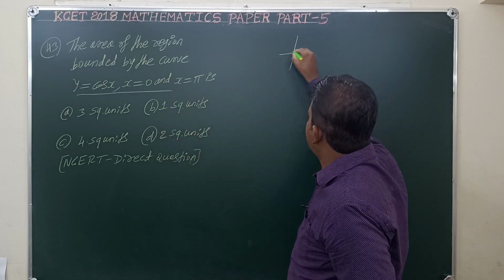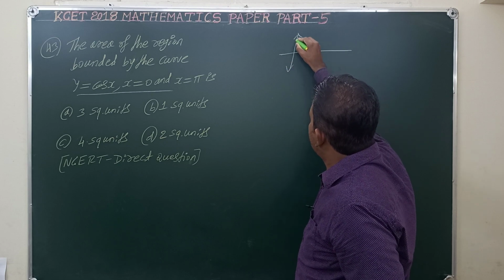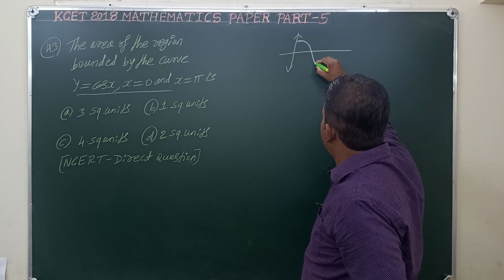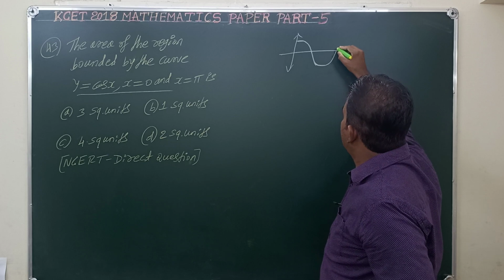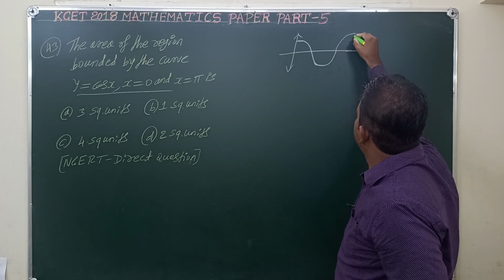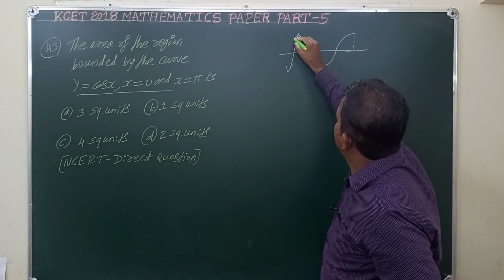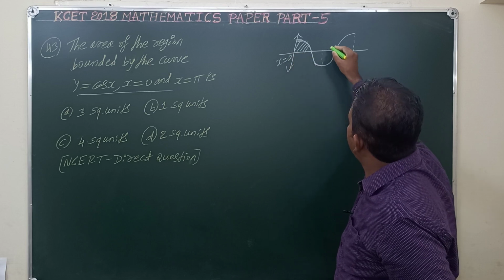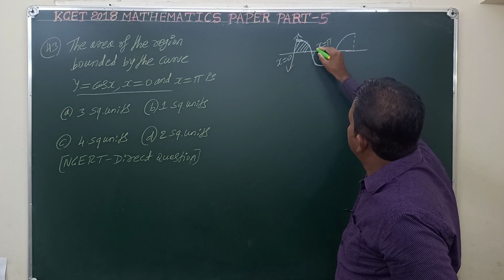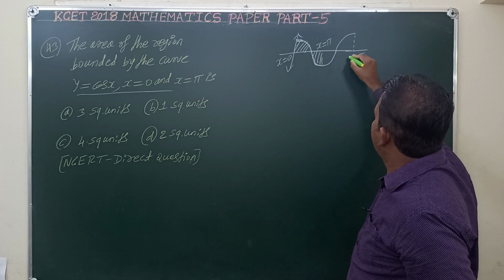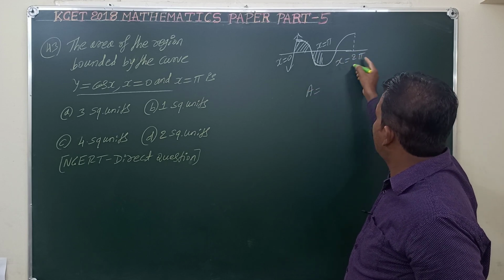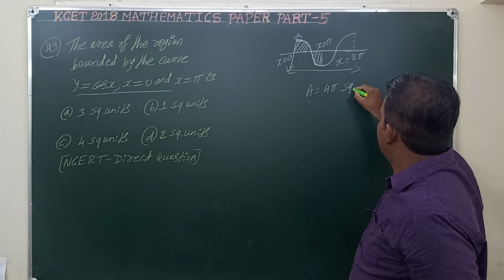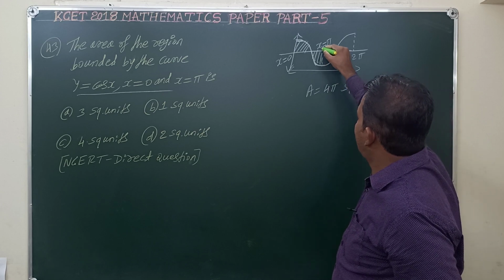This is the standard result, cos x here in this case. So cos 0 is 1, cos pi by 2 is 0, cos 3 pi by 2 is once again 0, cos 2 pi is plus 1, cos pi is minus 1. In this case we have to find the area under the curve from x equal to 0 to x equal to pi. So for 0 to 2 pi, the area is 4 square units. But here in this case we need 0 to pi, half of this.